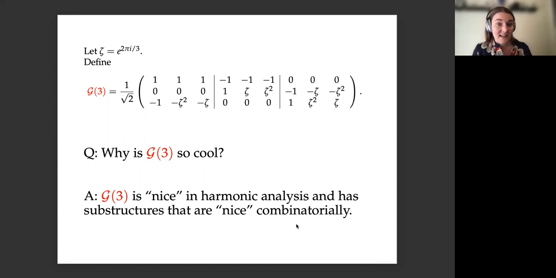And we're going to talk today a little bit about why this collection of vectors is so nice. It is nice in harmonic analysis, and in particular for the purpose of this talk, it has certain substructures that are nice combinatorially.